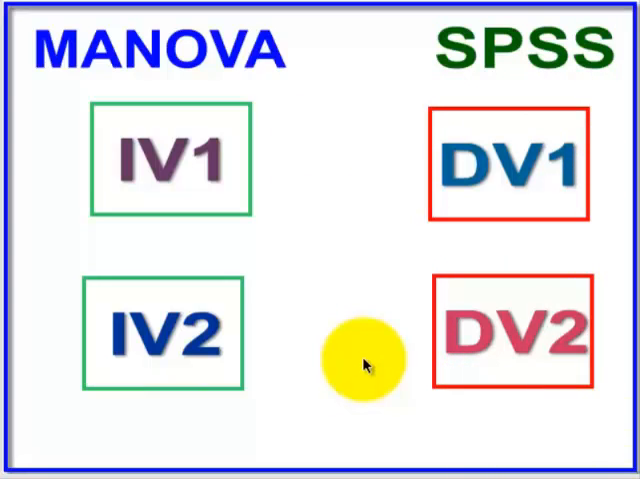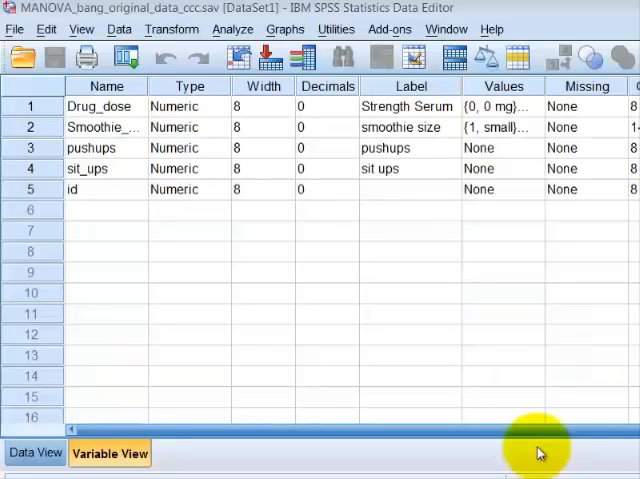So the logic behind hooking up these two DVs is they both kind of describe fitness, and we see if any of the drug dosage sizes or the smoothie sizes has any significant difference with the outcome of the DVs. So let's get right to the SPSS. The data has already been entered.